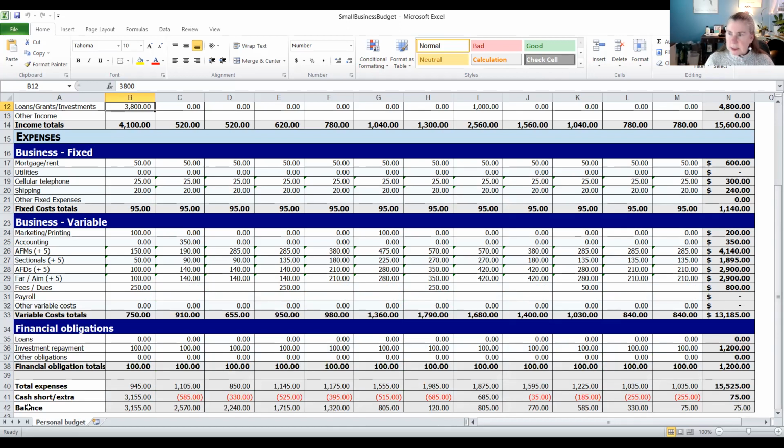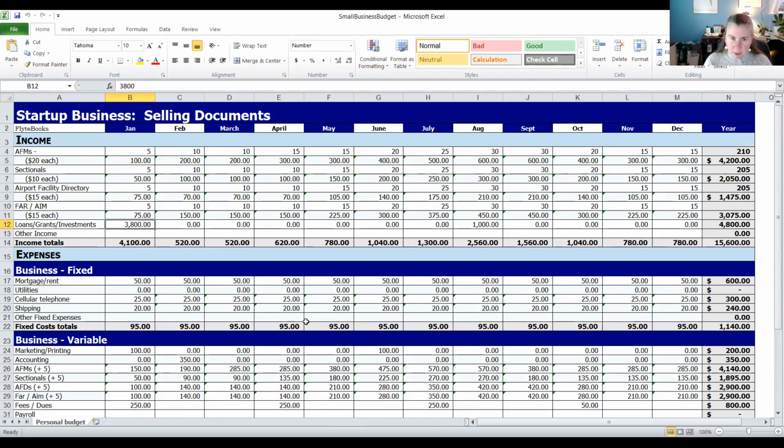And I look at my balance. This is basically my checking account balance. And I look at, okay, here it's only $75. So I want to make sure I have about $100 left at the end of the year at the very minimum. So I'm going to need a $3,800 loan. So I'm going to take $3,800 of my money that I had in savings to start this business. With what I sell in that month and the money I start out with, that gives me an income of $4,100.